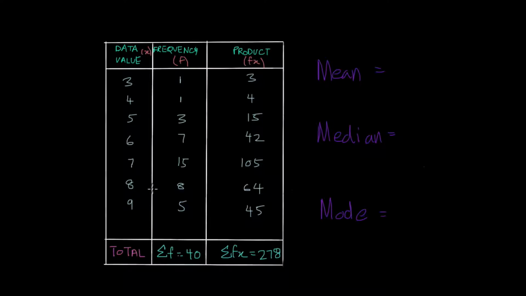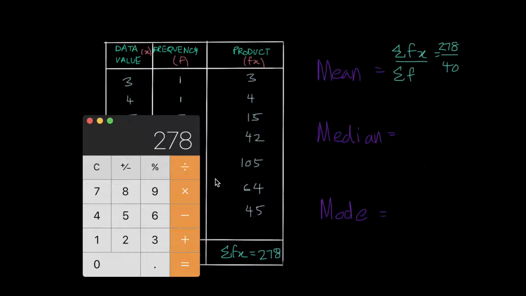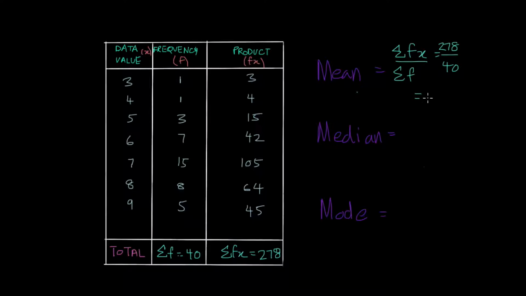Okay, so that is the sum of the product. So now when I'm finding the mean, it's just going to be fx over the summation of f, because this is the sum of all the values and this is the number of terms. That's going to be 278 over 40, and that would be the mean, and that is 6.95. So that is the mean.